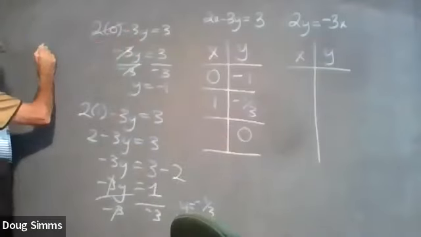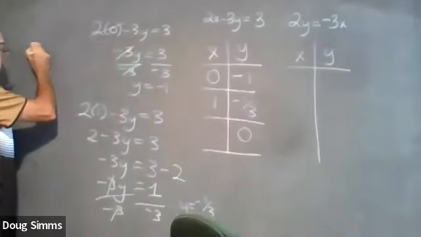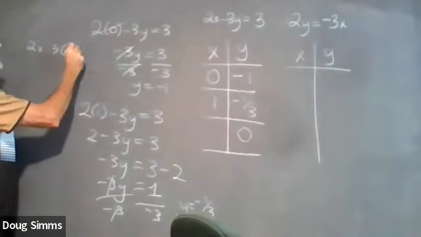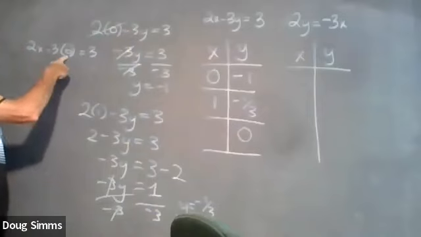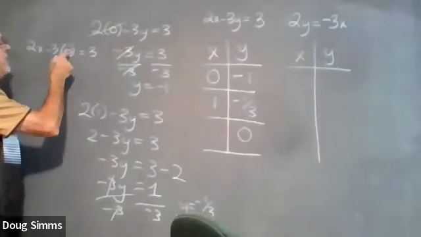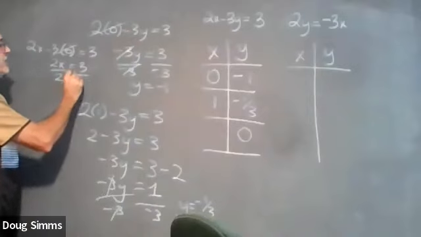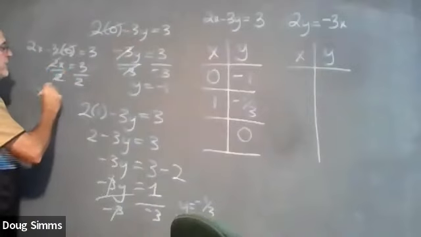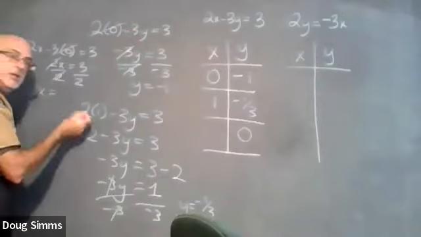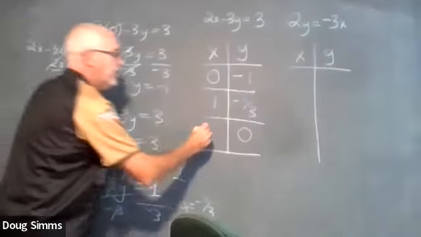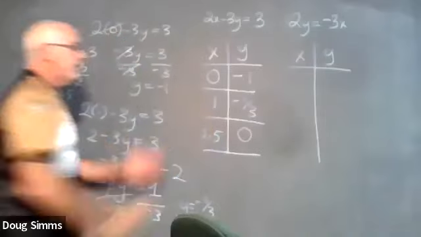So I'm writing, making sure it'll still fit on the chalkboard wall, 2x minus 3 times 0 equals 3. This time the y is taken away and replaced with the 0. And that cancels. So I have 2x equals 3. If I divide both sides by 2, these cancel, and x is equal to 3 over 2, which is 3/2, but I can also write it as 1.5 if I want the decimal. So either 3/2 or 1.5. So there I have a third point.